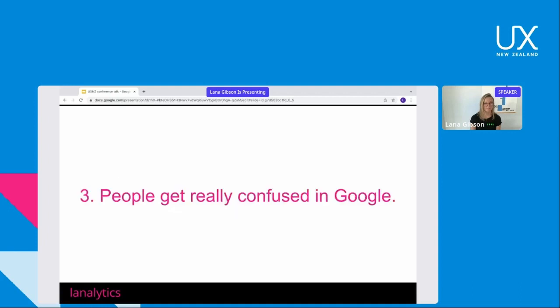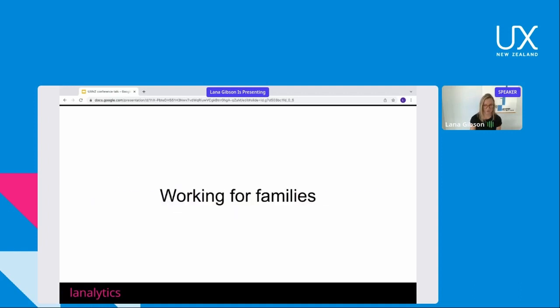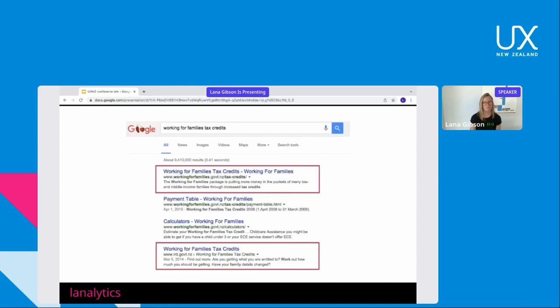Number three, people get really confused in Google. I'm sure we've all been here. So this is just an example. If you want an official source of information, you really want it to be clear in Google results. You know, you're searching for working for families tax credit. And I'm sure we've all had this situation with government services. We search for something and multiple results come up showing seemingly the same thing.